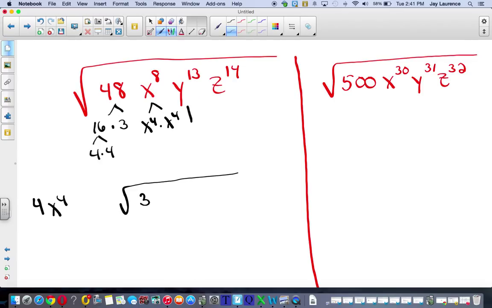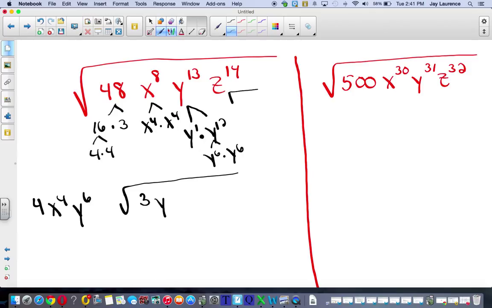The y to the 13th is going to break down as a y to the 1st times a y to the 12th. And the y to the 12th will break down as y to the 6th times y to the 6th. I'm going to take the radical of that. I'll have a y to the 6th out front. But there will be this y left inside.